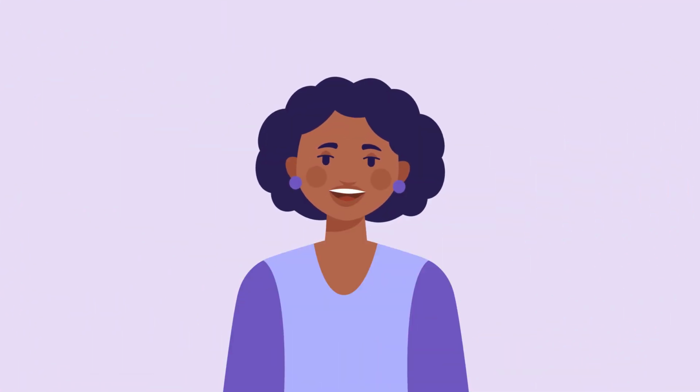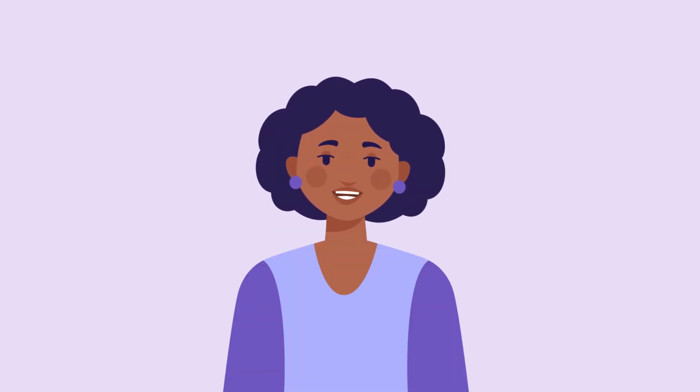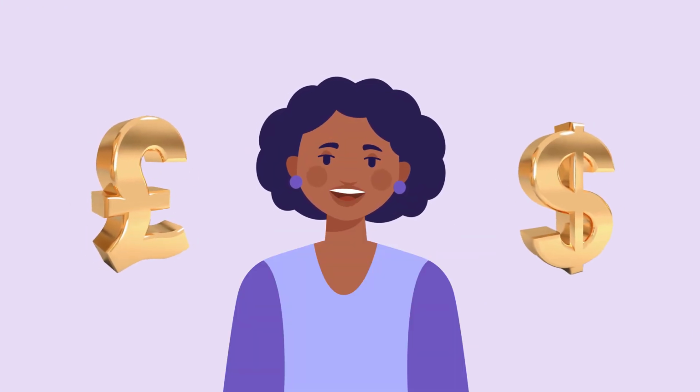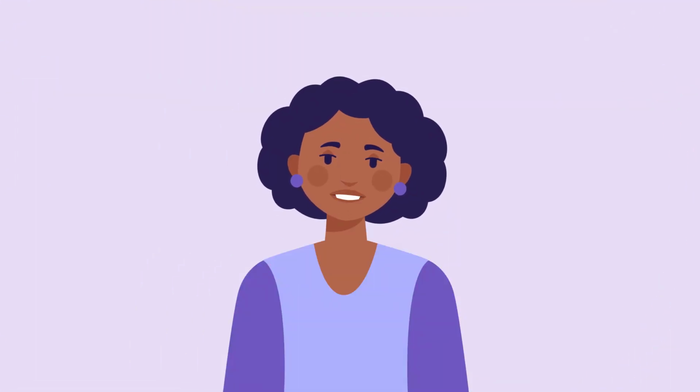This brings me to the next question. What is a pip? A pip is simply the unit of measurement to express the change in value between two currencies. If euro-US dollar, for example, moves from 1.1180 to 1.1181, that is 0.0001 US dollar rise and the value is 1 pip.